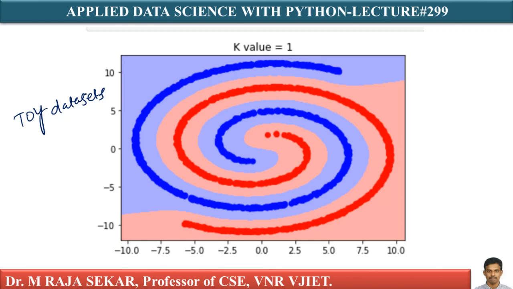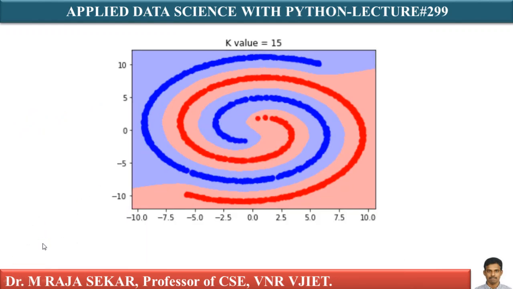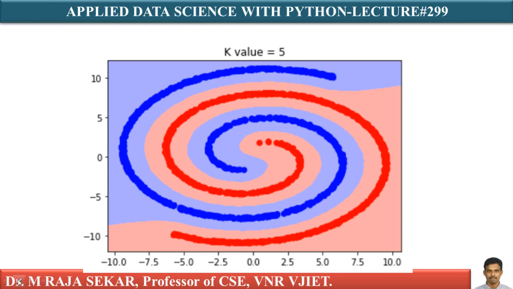If a query point comes here, just let me say this is my query point. For simplicity, let me assume K equal to 5. If this is my query point, I need 5 nearest neighbors, because K equal to 5. The 5 nearest neighbors are red points. Here this will be colored red, isn't it?